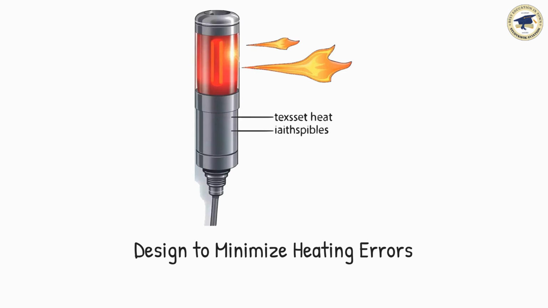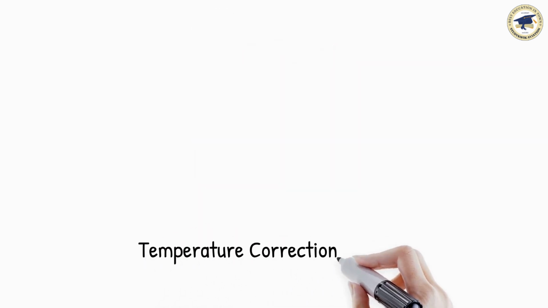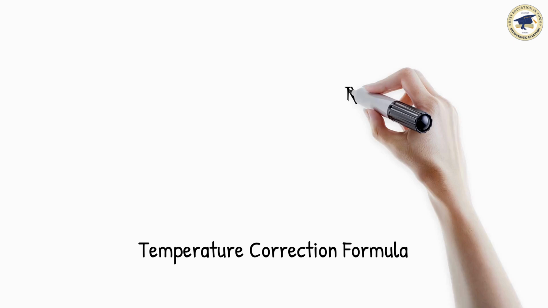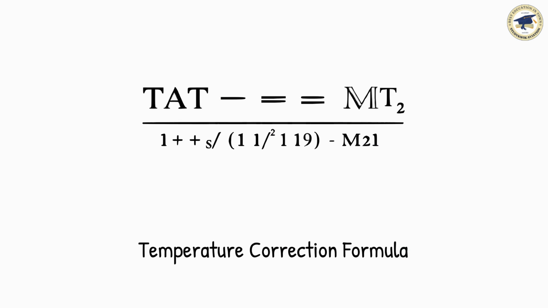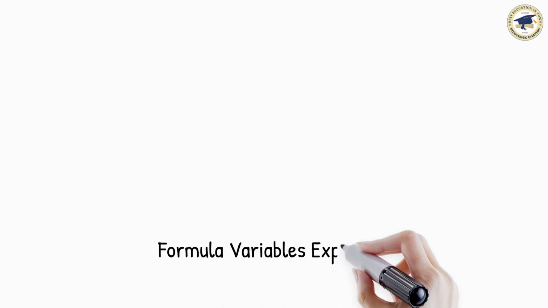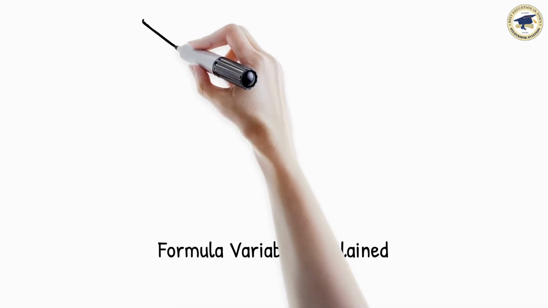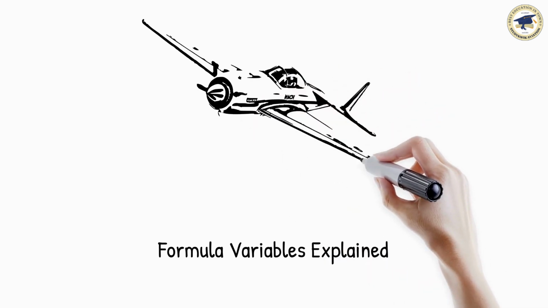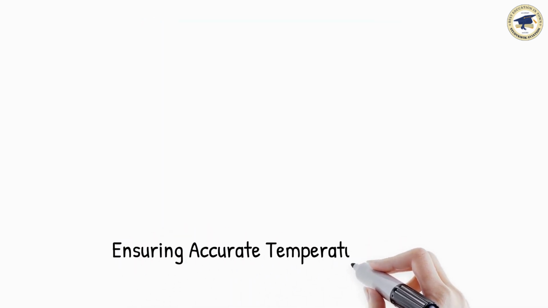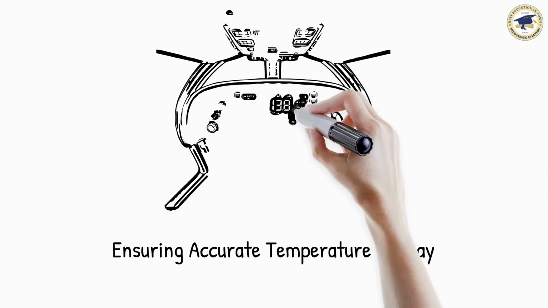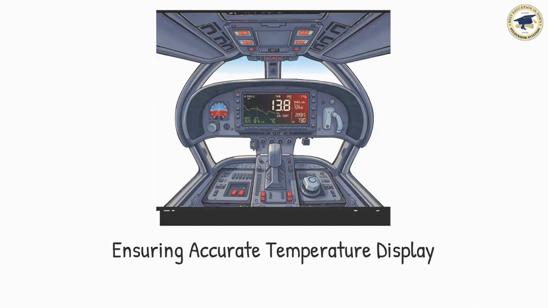to dissipate. The correction is based on the formula TAT equals SAT times (1 plus R times (gamma minus 1) times M squared), where R equals recovery factor, between 0.98 and 1.0 for modern probes. Gamma equals ratio of specific heats, approximately 1.4 for air. M equals Mach number. This correction ensures that the displayed temperature is close to the true outside air temperature, SAT.